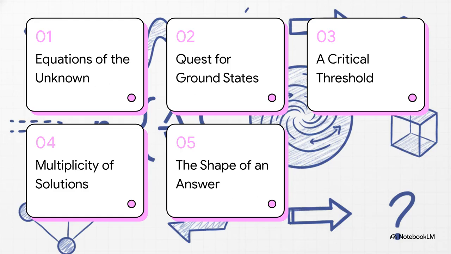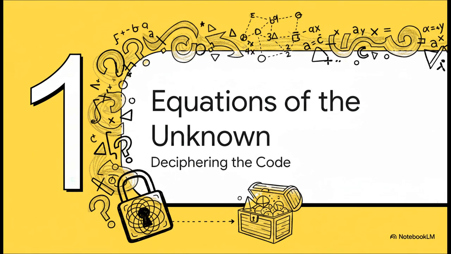Here's how we're going to break it all down. First, we'll try to get our heads around the equations themselves. Then, we'll get into the main event, the search for these stable ground states. We'll find out there's this critical tipping point that acts like a light switch for whether they exist at all. Then, and this is cool, we'll see that there can be more than one right answer. And finally, we'll pull it all together and see what the shape of the answer really tells us. Okay, first up, equations of the unknown.